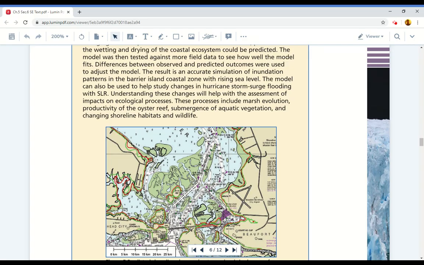The model was then tested against more field data to see how well the model fits. Differences between observed and predicted outcomes were used to adjust the model. The result is an accurate simulation of inundation patterns in the barrier island coastal zone with rising sea level. The model can also be used to help study changes in hurricane storm surge flooding with SLR.